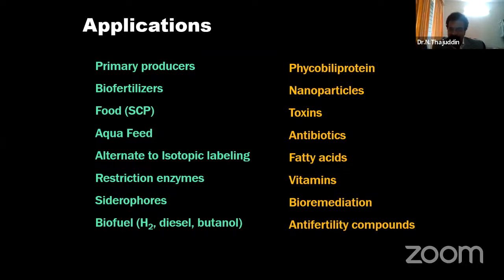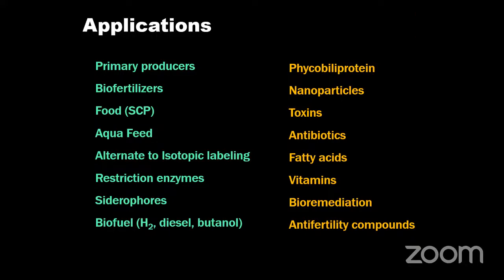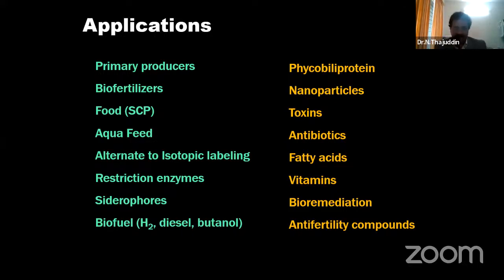And restriction enzymes, everyone knows the importance of restriction enzymes. Yes, they are available in the market, with Sigma and other chemical companies selling them. But restriction enzymes from cyanobacteria are very cheap, because the cost of production is very, very low. It requires, as I said, only water and sunlight. We can generate huge biomass when compared to bacterial and fungal restriction enzymes.